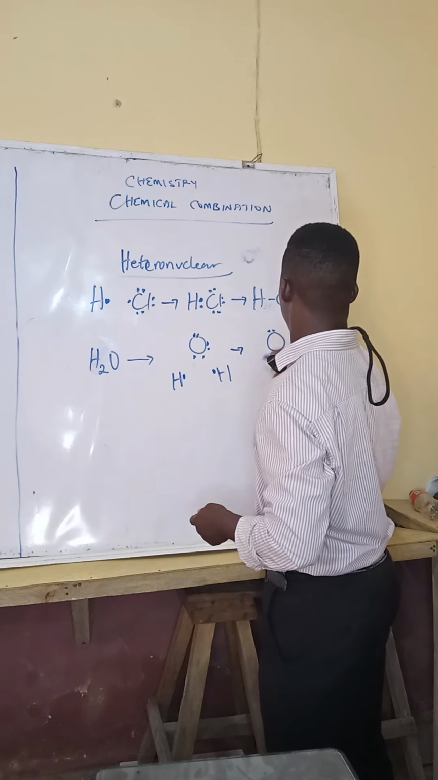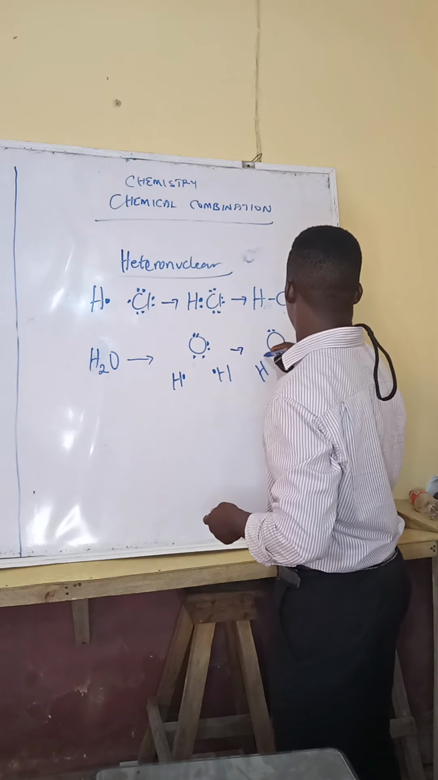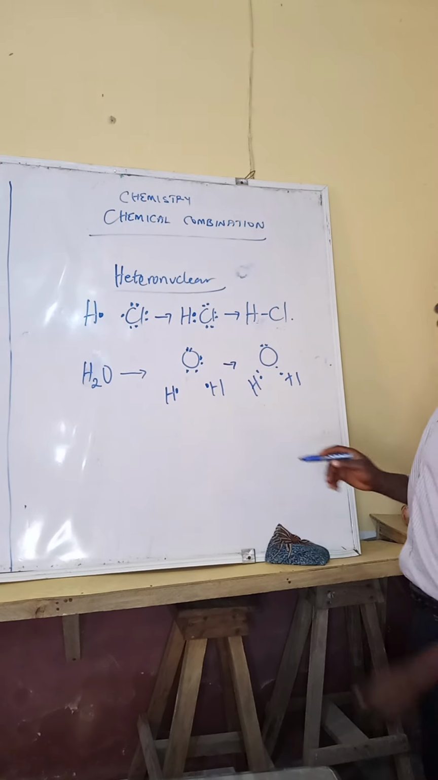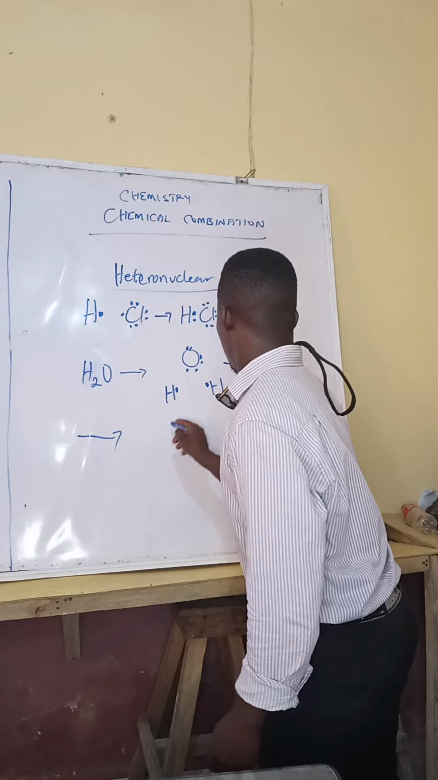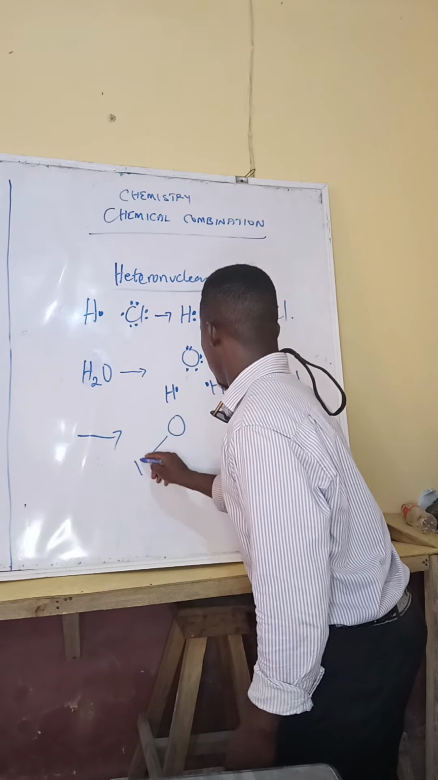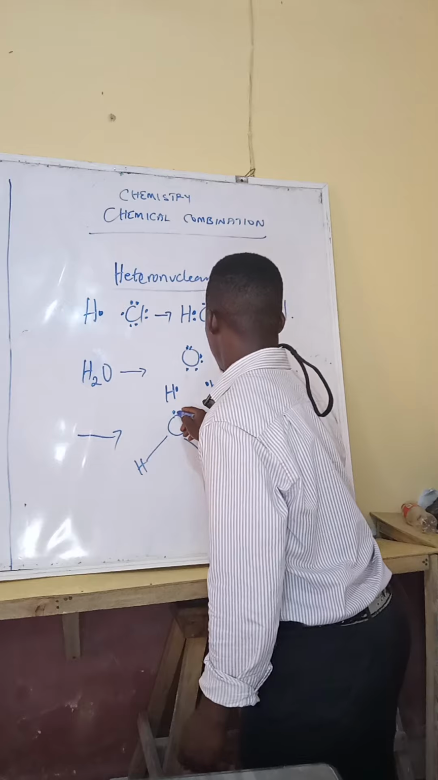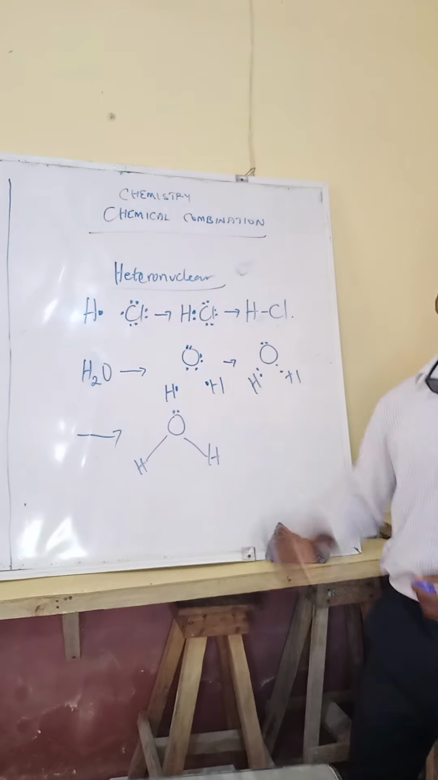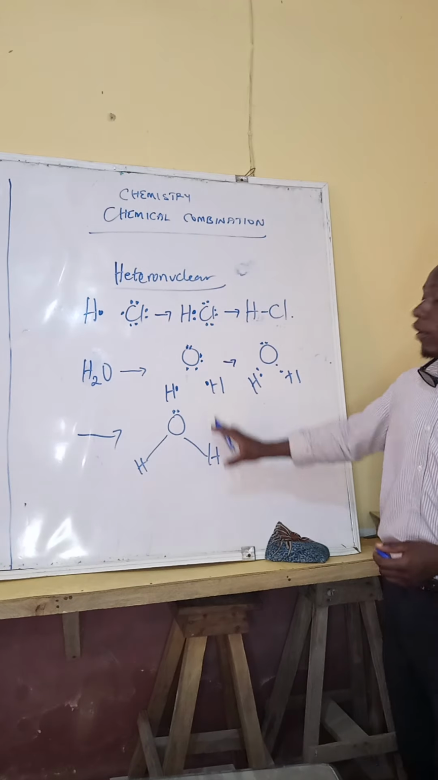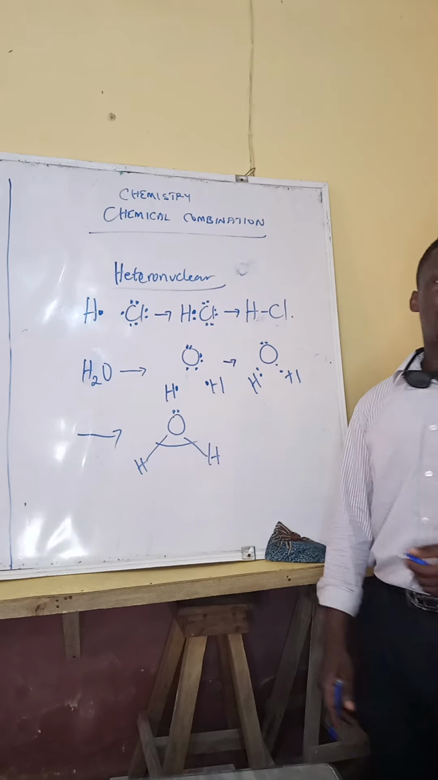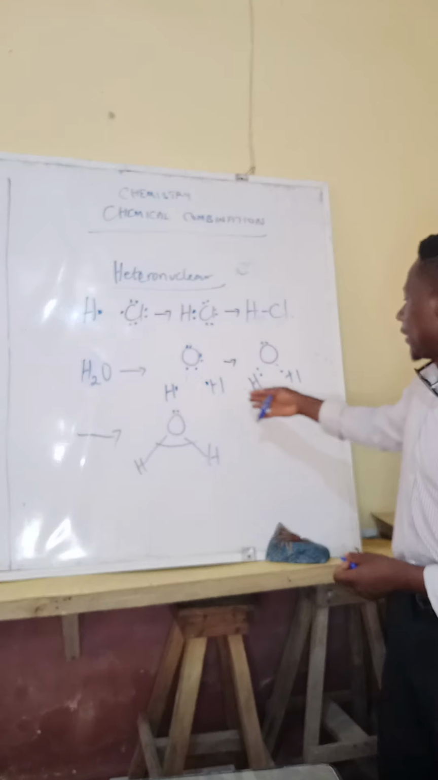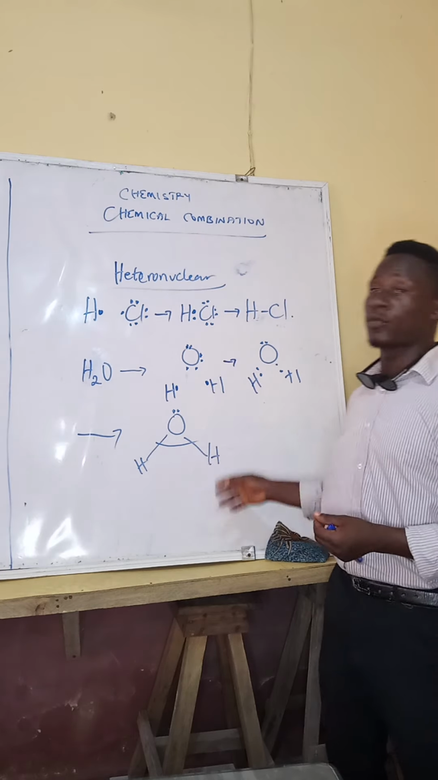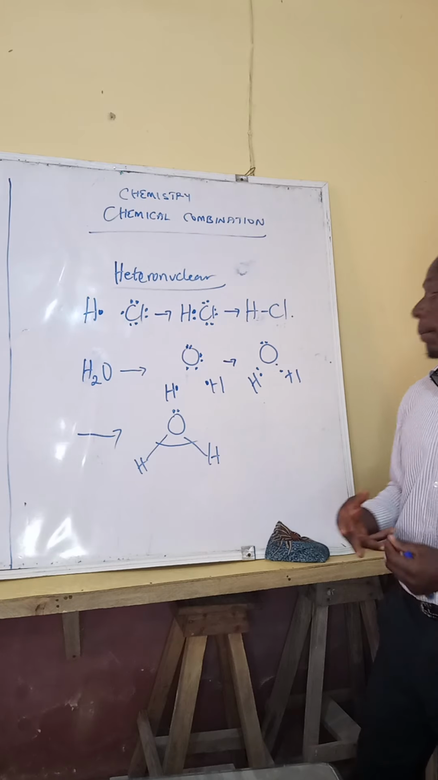So you have something like this, H H. After bonding, the oxygen has lone pairs of electrons on it. So this is the structure of water, and that's why water has a bent shape or a V shape. This is an example of a heteronuclear combination where you have atoms of different elements combining together.